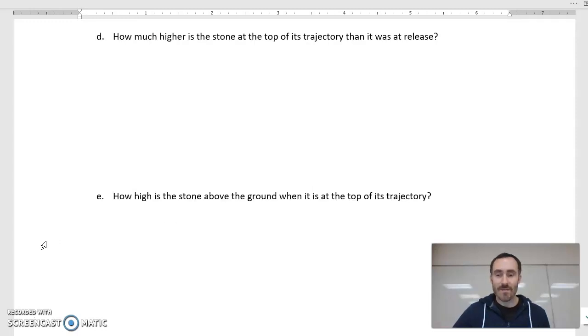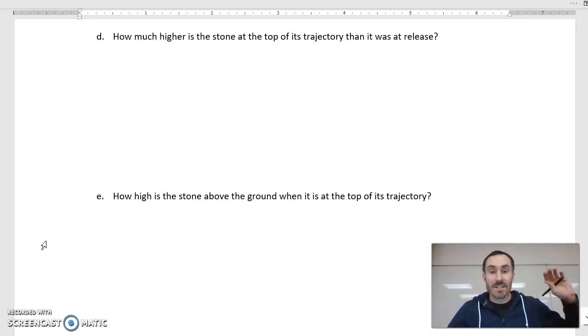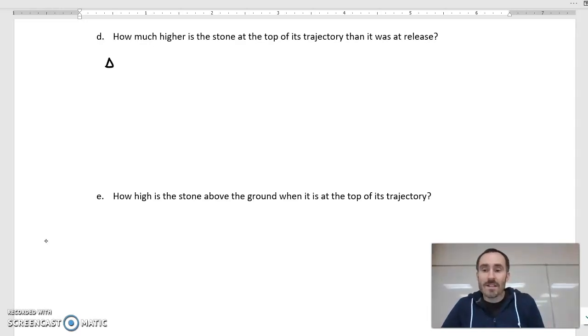The next part. How much higher is the stone at the top of its trajectory than it was at release? This is an important piece of information because it tells us how far the object is going to fall on the way down part of the trajectory. So we need to know how high the object is before we can do anything with the second half of the trajectory. So we want to figure out what is change in dy.